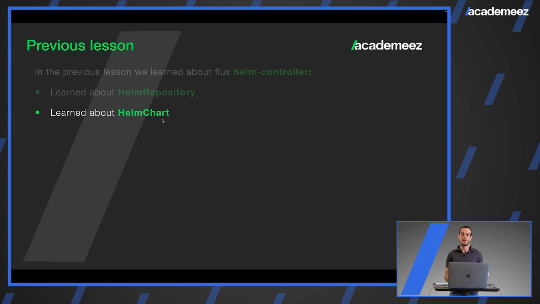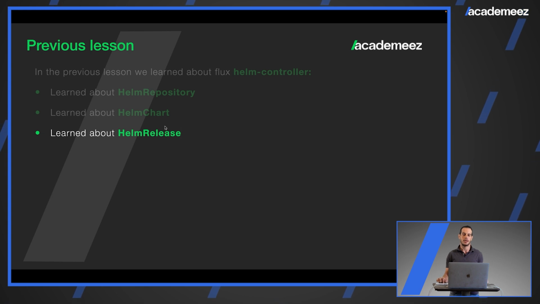And when it finds this custom resource, it synchronizes with a Helm chart that is located in a certain Helm repository. So it synchronizes, we can tell it that we want to grab certain versions, certain updates. So this is the Helm chart. And we also learned about a custom resource called the Helm release.